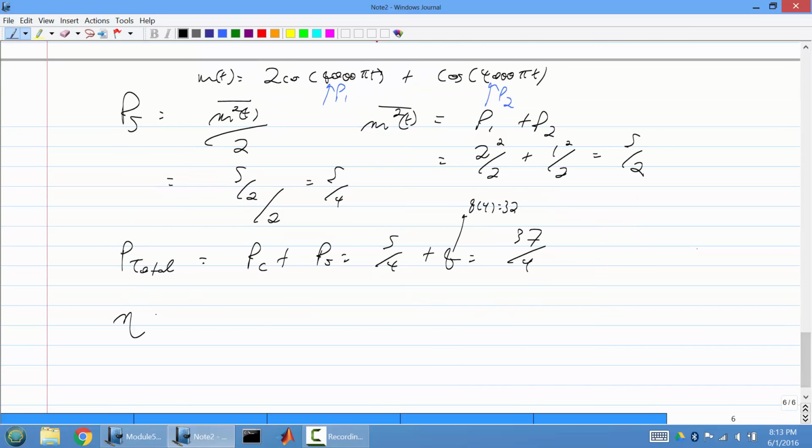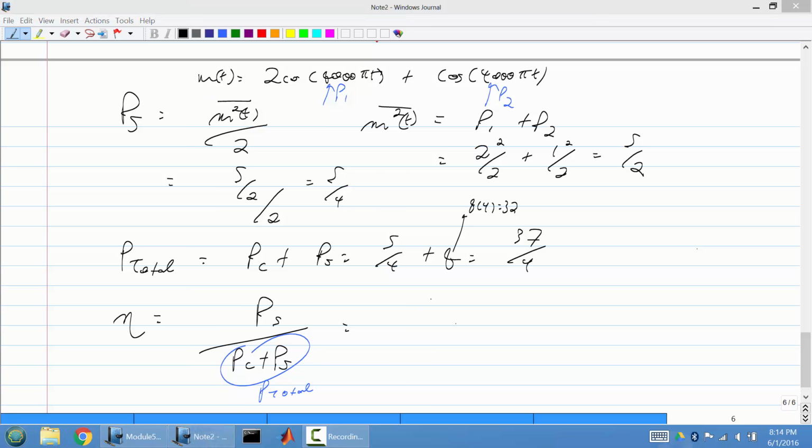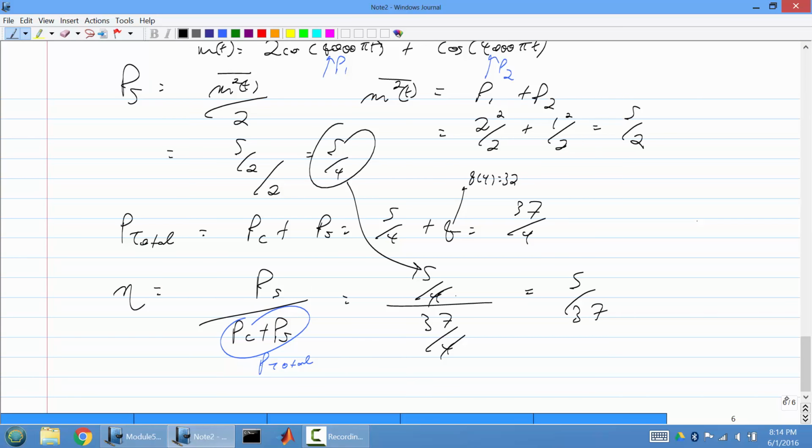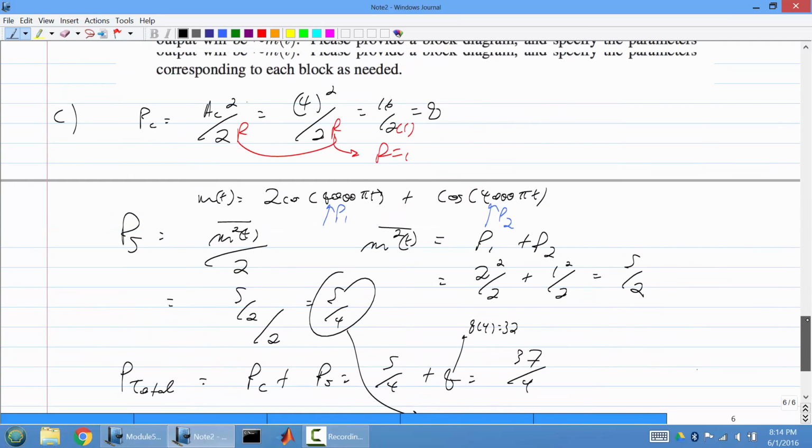Now, if you want to figure out the efficiency, it's very simple. It's the ratio of the sidebands with respect to the carrier and the sidebands, which is the total. So we get power of the sidebands, 5 over 4, divided by 37 over 4. These 4's cancel, so you get 5 over 37 as the efficiency. I'm not quite sure what that is in percentage, but it's pretty bad. I think that's it for that part.